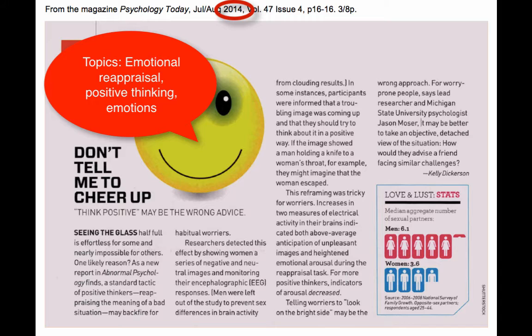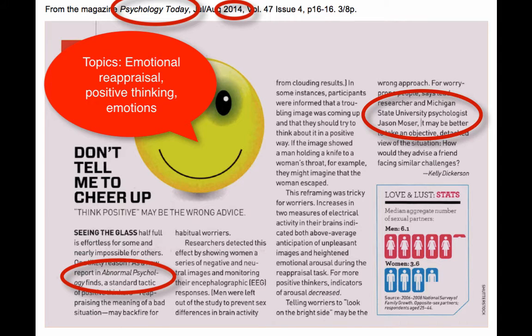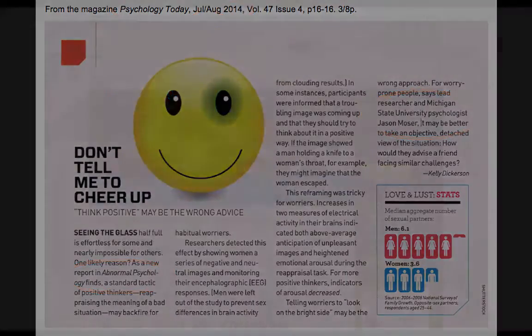This example article comes from the magazine Psychology Today. This is not an academic journal, so for most assignments, this article would not be an acceptable reference. As you can see here, the research that is mentioned in this piece comes from the journal Abnormal Psychology. I can also see that the research was done by a Jason Moser from Michigan State University. This information will help me find the original article I am looking for.